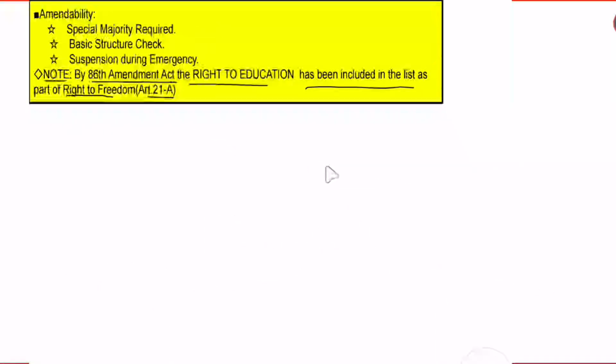The next point is suspension during emergency. Suspension of fundamental rights during the emergency is under Article 359. Most fundamental rights can be suspended during a national emergency. However, the rights under Article 20 and 21 can never be suspended.